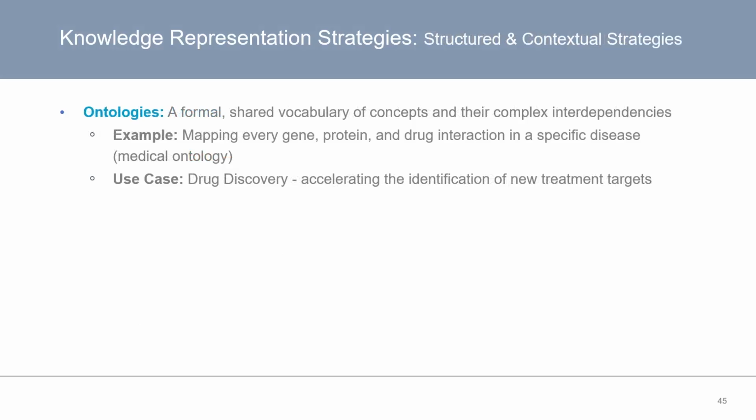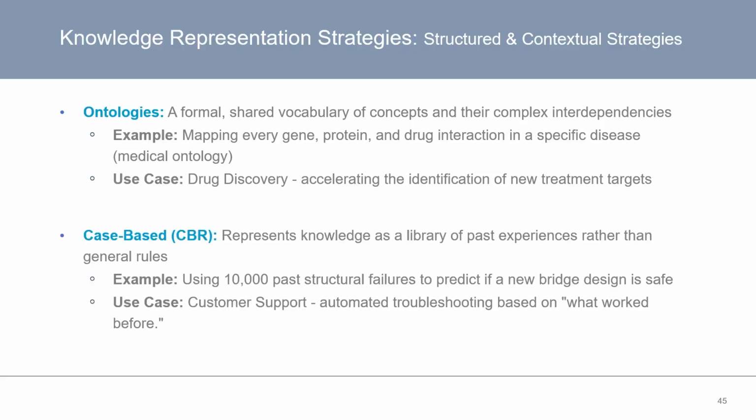Fifth, we have ontologies, which are a formal shared vocabulary of concepts and their complex interdependencies. This could be, for example, a mapping of every gene, protein, and drug interaction in a specific disease medical ontology. This might be used in drug discovery to accelerate the identification of new treatment targets. Sixth, we have case-based reasoning, which represents knowledge as a library of past experiences rather than general rules.